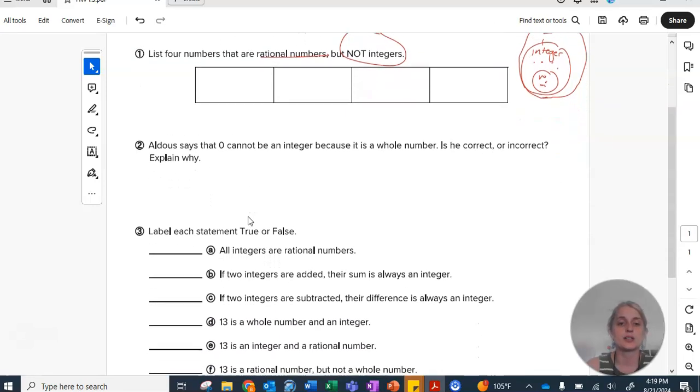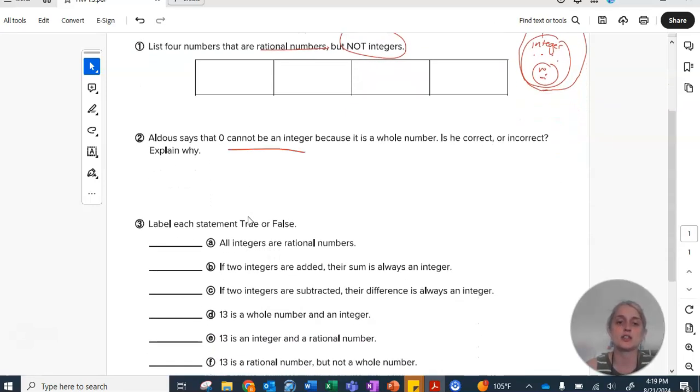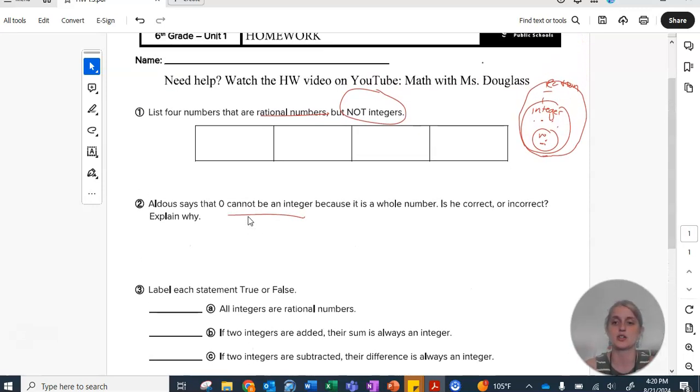Number 2, Aloda says that 0 cannot be an integer. I'm going to stop reading right there because I like to chunk them by statement. That's one statement. Cannot be an integer. 0 goes here in the whole numbers. Yes or no? Does this circle for integers have 0 inside of it? Yep, it's right there. So this is not true already.